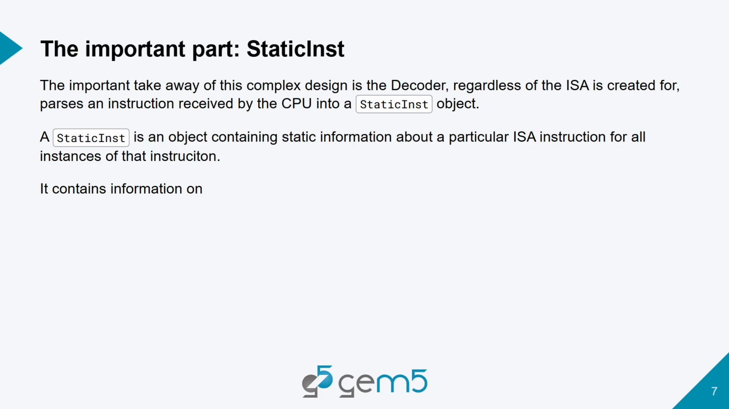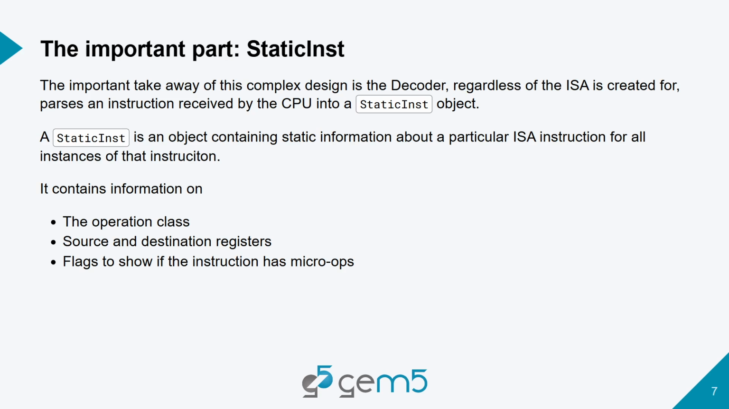Regardless of the ISA, the decoder parses an instruction received by the CPU into a static instruction object. A static instruction is an object containing static information about a particular ISA instruction, for all instances of that instruction. It contains information on the operation class, the source and destination registers, flags to show if the instruction has micro-ops, and functions defining the instruction's behavior, which is very important. In that static instruction, there is a function that defines what that instruction does and is therefore called by the processor to carry out that instruction's behavior.